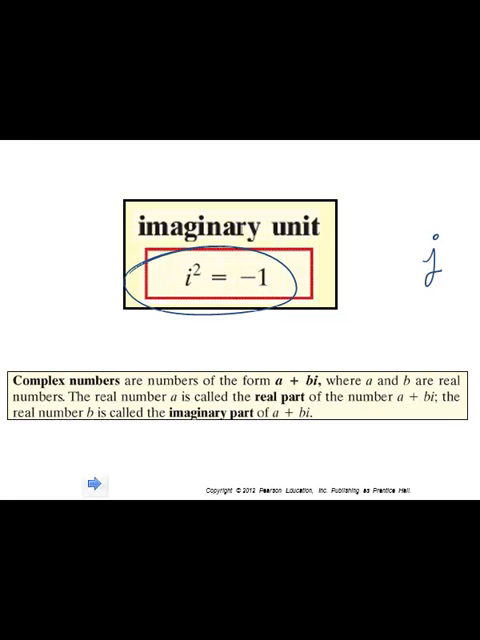Now, when we take some real number and add it to some multiple of i, in the form a plus bi, then what we have done is formed a complex number, where a and b are both real numbers. So, for example, 2 plus 3i is a complex number, where the 2 is said to be the real part, and the 3 would be the imaginary part.